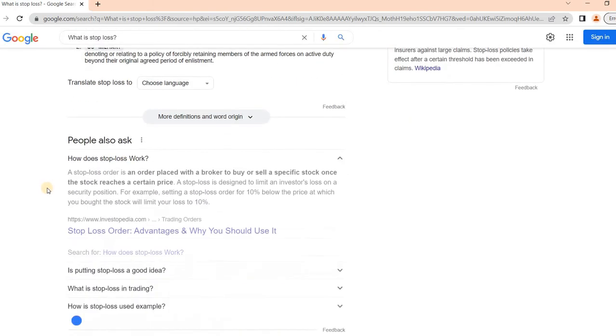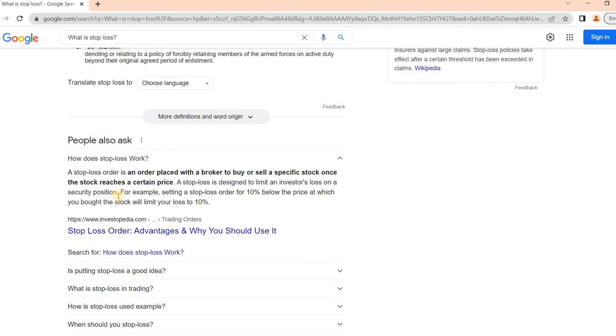Okay, so let's see the question. How does a stop loss work? A stop loss order is an order placed with a broker to buy or sell a specific stock once the stock reaches a certain price. A stop loss is designed to limit an investor's loss on a security position.